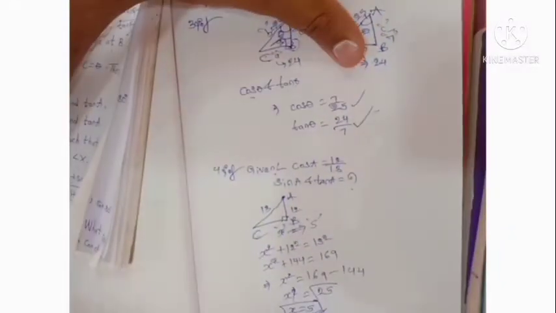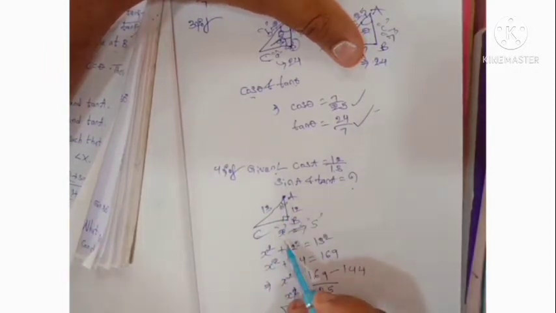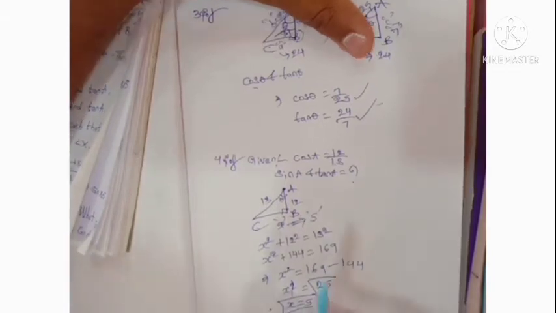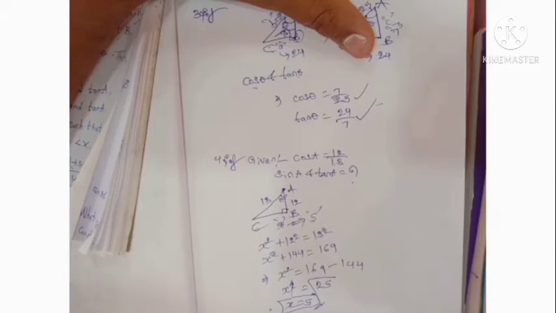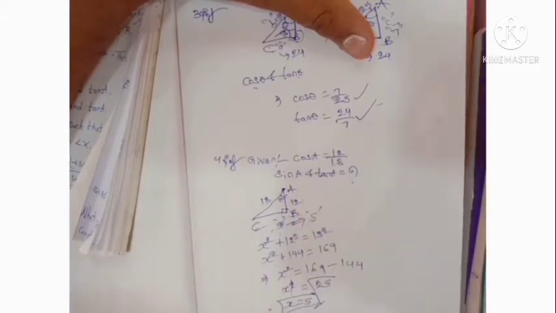Then we can easily find sin A. Sin A, opposite by hypotenuse, 5 by 13. Then you can find tan A, opposite by adjacent, 5 by 12. Okay, this one. Next question.